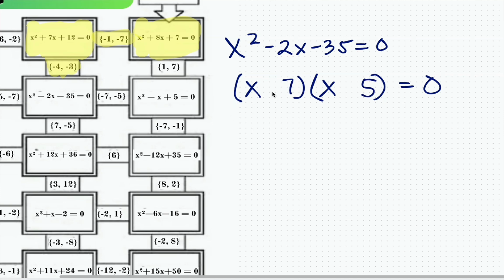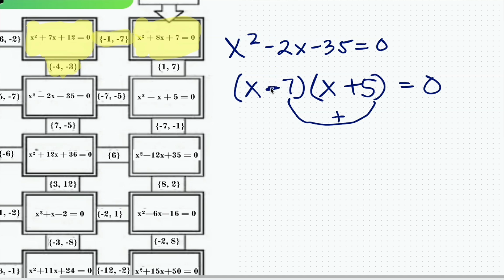Now, what about the sign? The sign here is negative, so maybe one of them must be negative. Let us use negative 7 and positive 5. Negative 7 times 5, the answer would be negative 35, because they are different signs, so the answer must be negative. What about negative 7 plus 5? That is correct. The answer is negative 2.